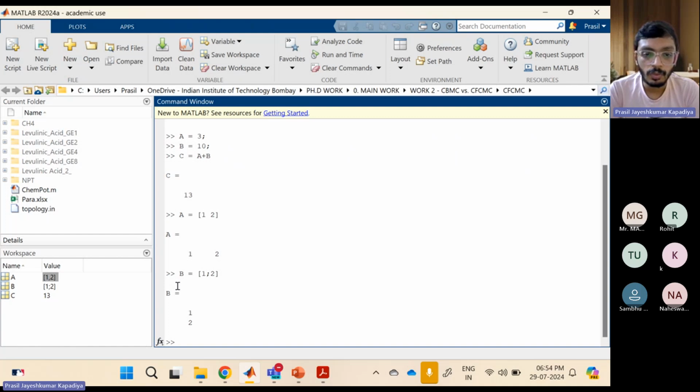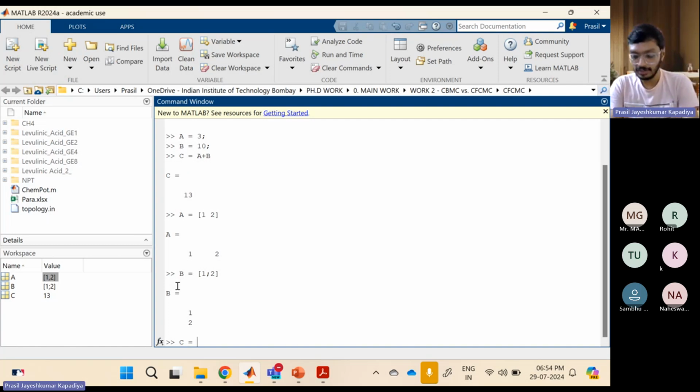Okay. So now let's say I want to define a 2 cross 2 matrix. 1, 2, 3, 4. Can anyone tell me how I will write 1 and 2 in the first row and 3 and 4 in the second row? Can anyone help me? This is a really basic thing. Please respond. Anyone? Can you repeat the question?